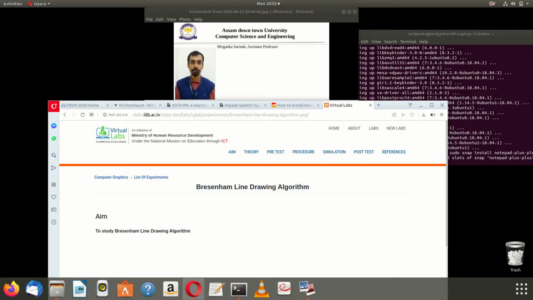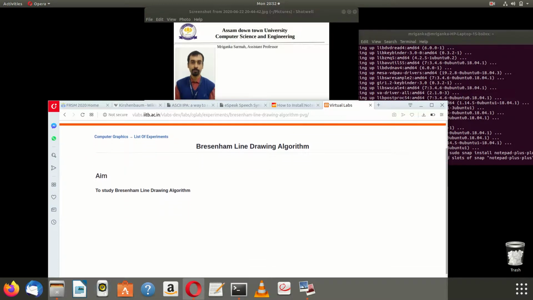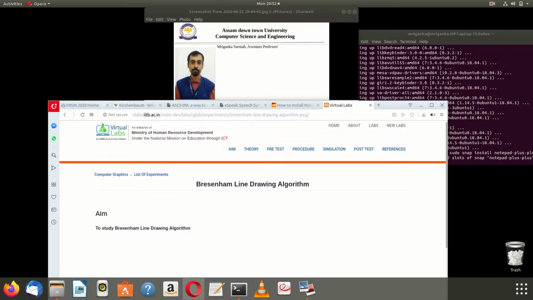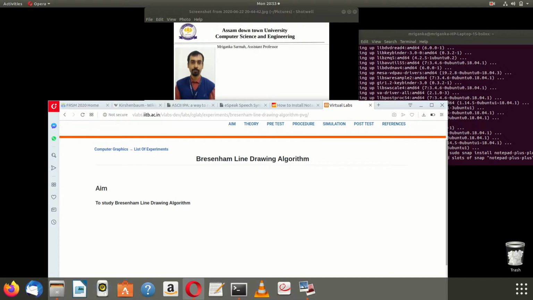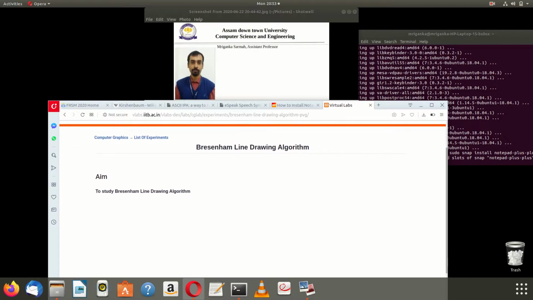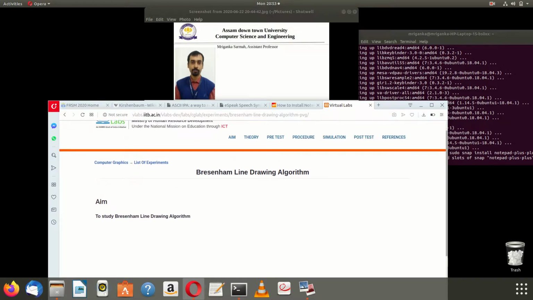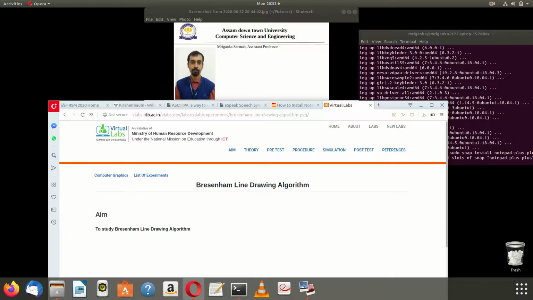Hello, in this particular algorithm, we are going to see the Bresenham line drawing procedure for computer graphics. We are particularly using this VLabs from IIT Bombay. This particular link is an online platform for simulation of CG algorithms. Previously, we have already done DDA. In this, it is the Bresenham line drawing algorithm.